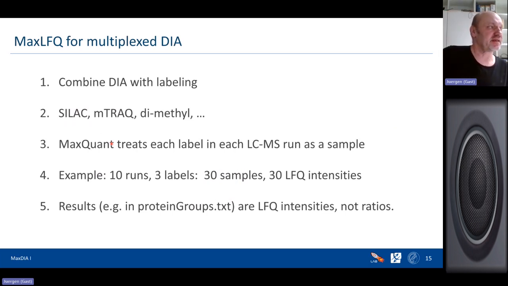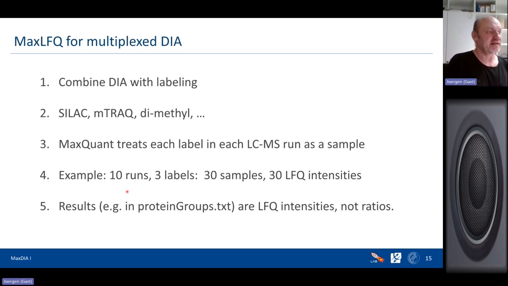So how do we deal with this if we have labels? Very straightforwardly: if we have labeling in DIA, again any kind of label, we treat each label in each LC-MS run as a separate sample. So what does that mean? First of all, they're all equal, and we get a very simple to use protein quantification matrix out of this, where you don't have to distinguish between within-sample and between-sample comparisons. Let me show this example.